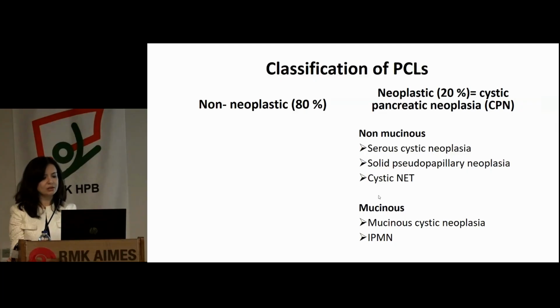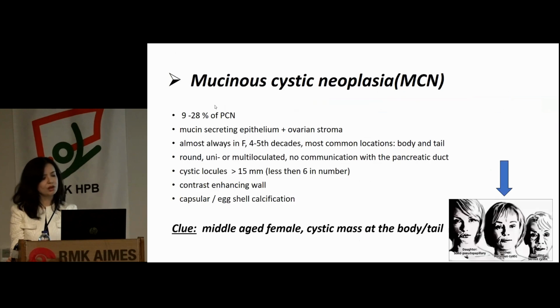Now, lastly, I wish to mention mucinous cysts. Mucinous cystic neoplasias, MCNs, are typically mother lesions. Here, the demographic data helps us a lot because they're almost always seen in females, like my colleagues told you, because they have ovarian stroma. The most common location is the body and tail.